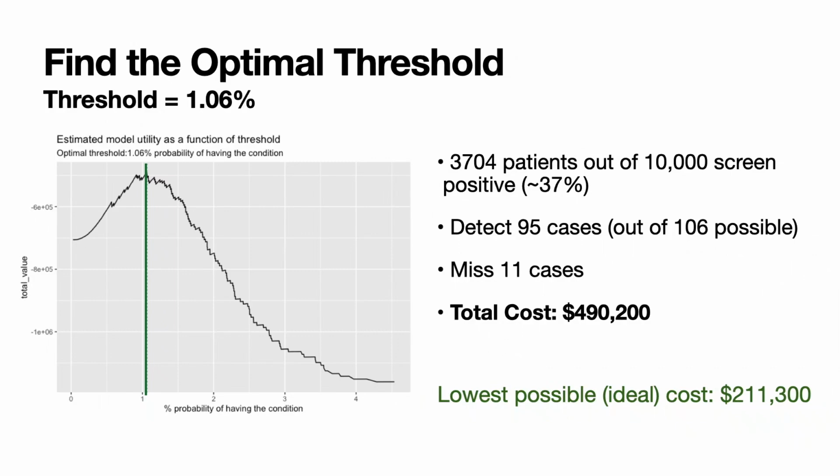The total cost of this policy is somewhat under $500,000, $490,200 to be exact, which is about 2.3 times the lowest possible cost of $211,300, which is what it would cost if there existed a magic early screening test that detected exactly the subjects with the condition, and only them.